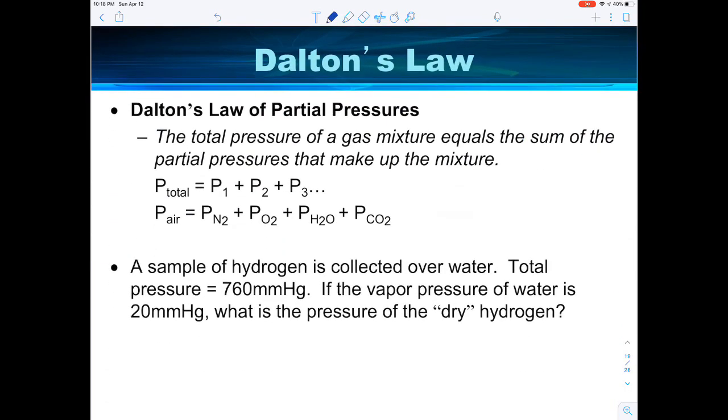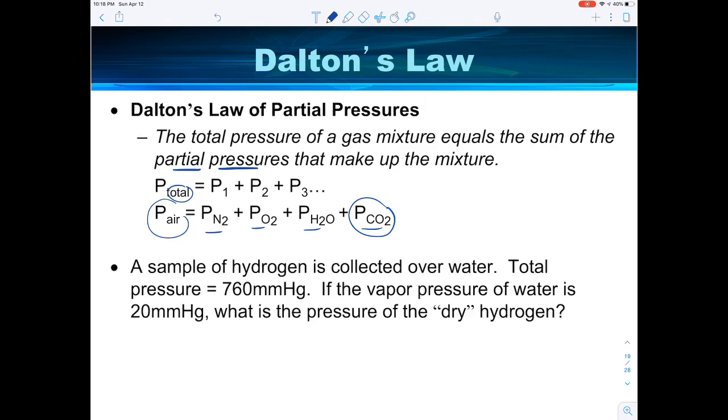So Dalton's law of partial pressures basically says that if you have a mixture of gases, O2, N2, H2O, CO2, argon, whatever, and you put them together, each of them has their own individual pressure, which is called a partial pressure. And if you add up each of their partial pressures, it will give you the total pressure of that mixture.